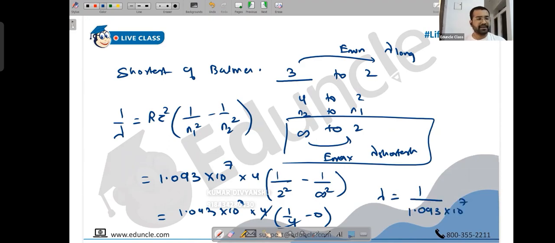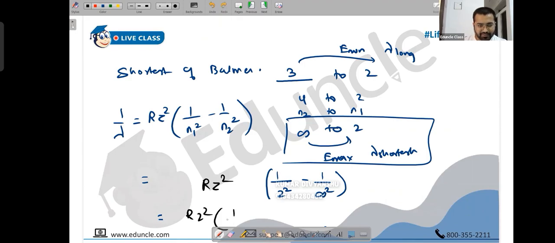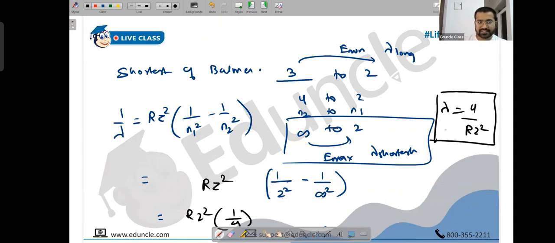Actually, we can be a bit more smart here because it's a ratio problem. Yes, R will get cancelled. R and Z square will actually get cancelled. Correct. Okay, so we can do one thing. Because we have realized it's a ratio problem, we can keep RZ square as it is. Only because it's a ratio problem. So let's keep RZ square as it is. This is 1 by 4. So what do we have? Lambda is 4 upon RZ square. That's it. This is the first case, shortest of Balmer.